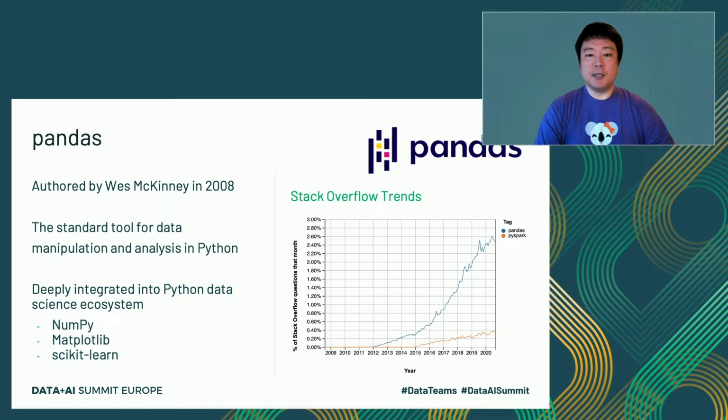Let's review what pandas is. Pandas is the standard tool for data manipulation and analysis in Python. Pandas is deeply integrated into the Python data science ecosystem, and it can deal with a lot of different situations. Python data scientists tend to start learning how to analyze data with pandas. Pandas works really well for small datasets on a single node, but unfortunately it doesn't work well with bigger datasets. Data scientists have to learn PySpark or other libraries if they want to handle bigger datasets.